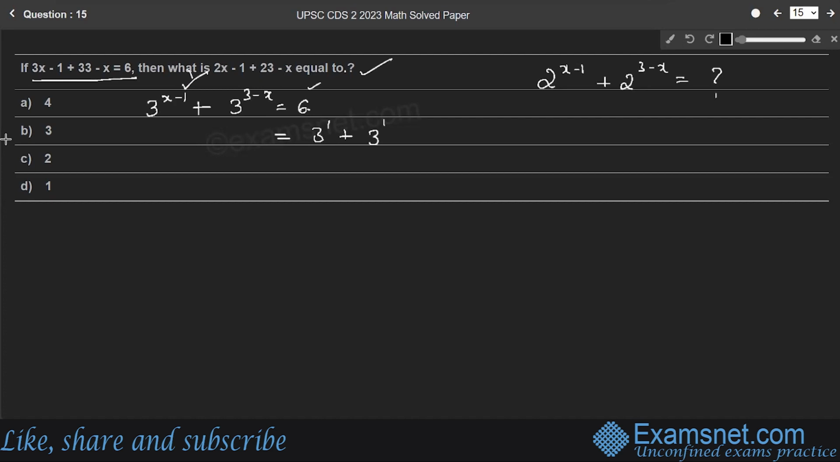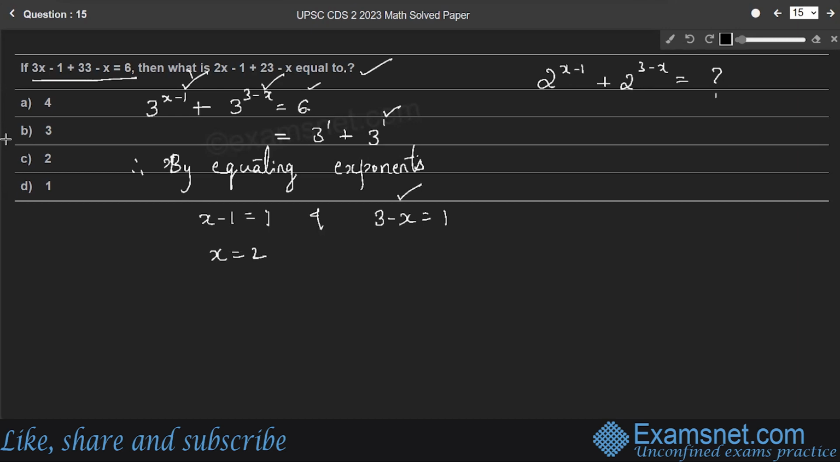So that we can equate the exponents. So 3 raised to x minus 1 is 3 raised to 1. Therefore, by equating exponents, x minus 1 is equal to 1 and the second exponent, 3 minus x, is equal to 1. Therefore, value of x is 2. And in the second case, value of x is again 2. Therefore, we can say the value of x is equal to 2.